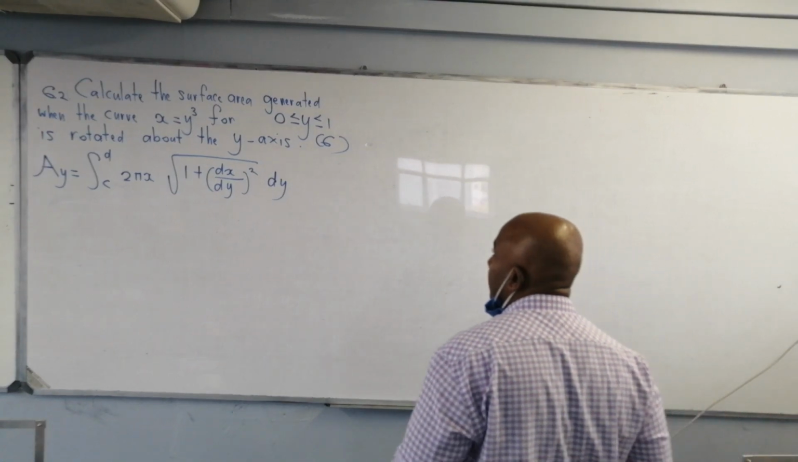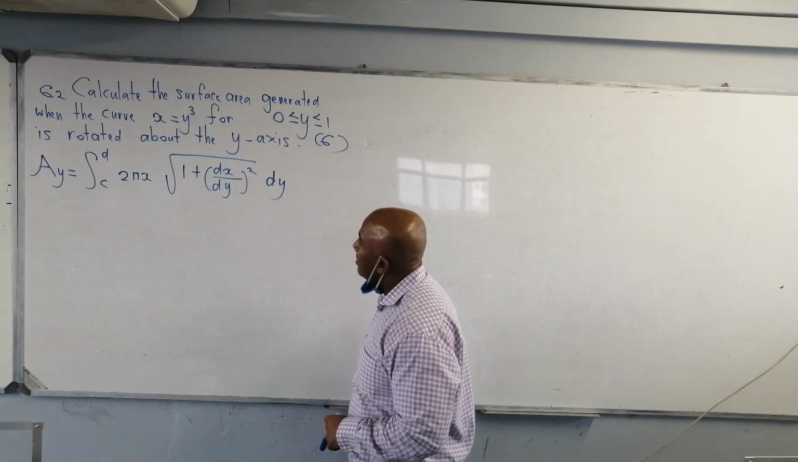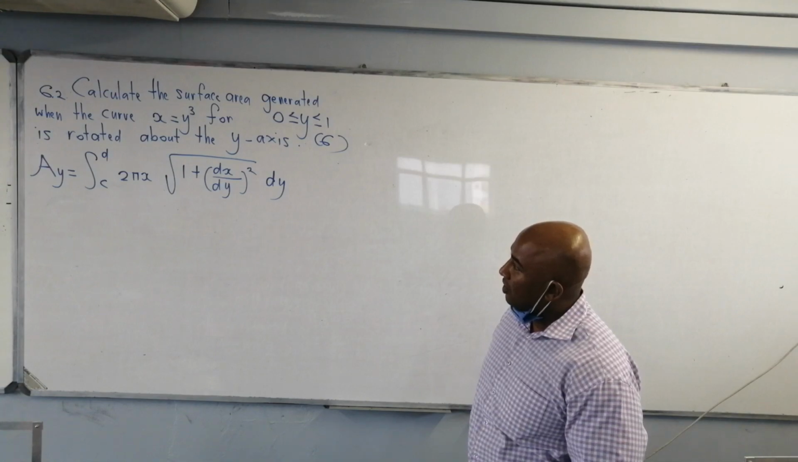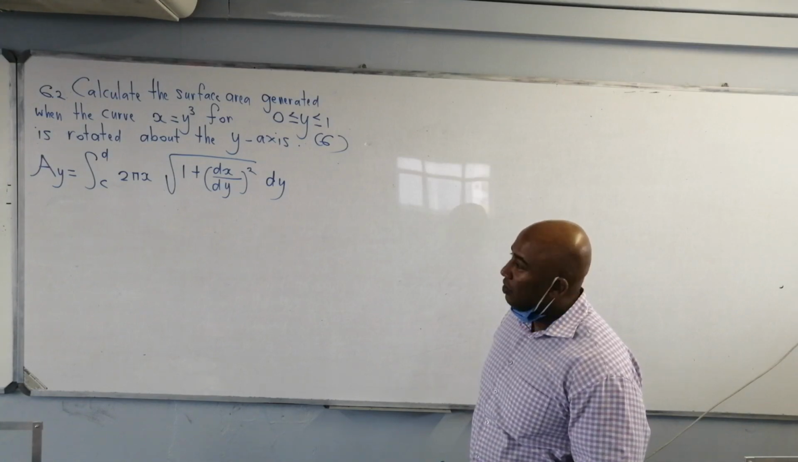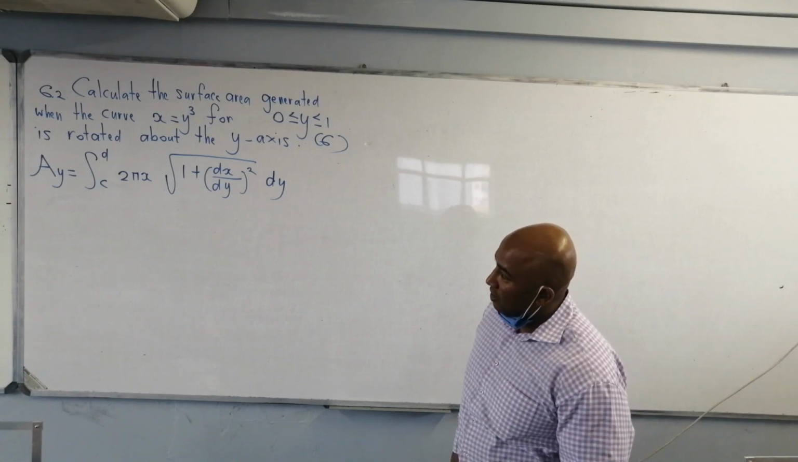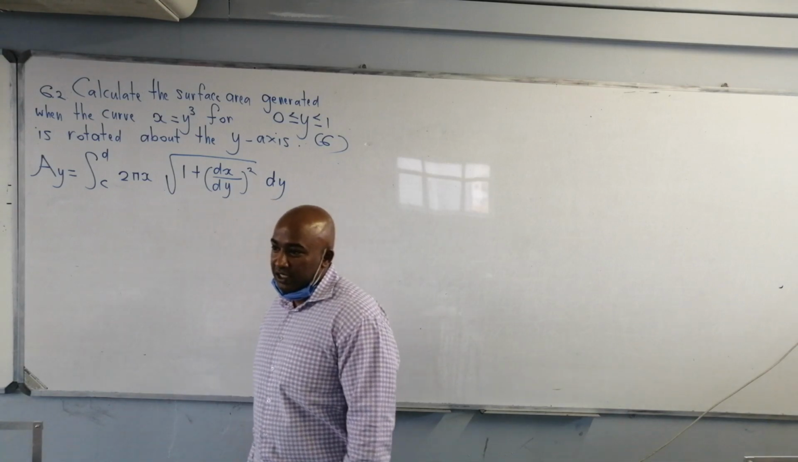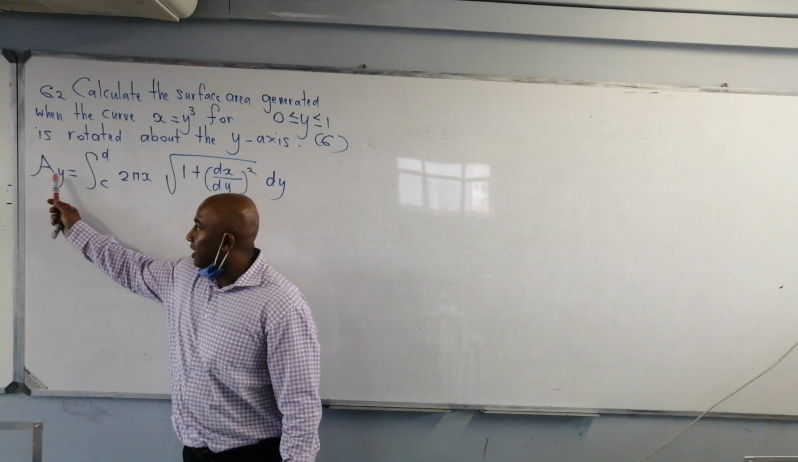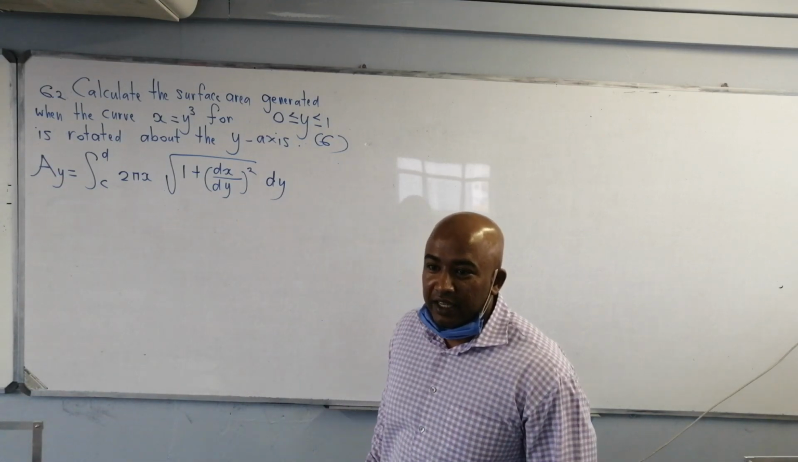Now we come to the end of this exam with a surface area question. Calculate the surface area generated when the curve x is equal to y cubed, from the y value 0 to 1, is rotated about the y-axis. So you will go to page 7 of the formula sheet. You should be familiar on which one to choose. If it says AY, means about the y-axis. If it says AX, x-axis.